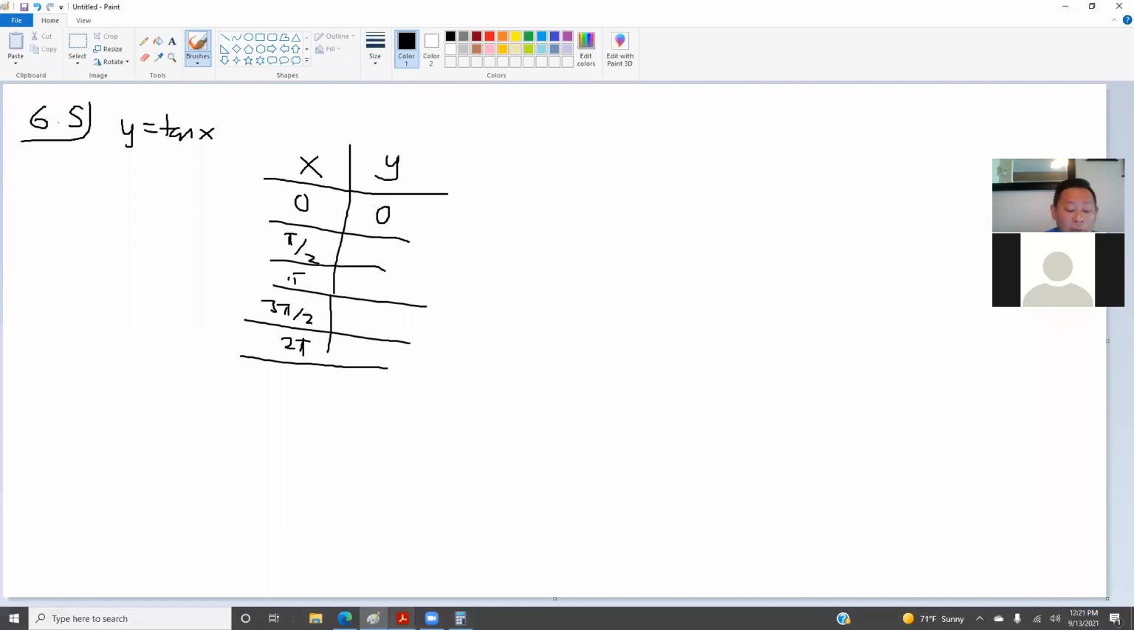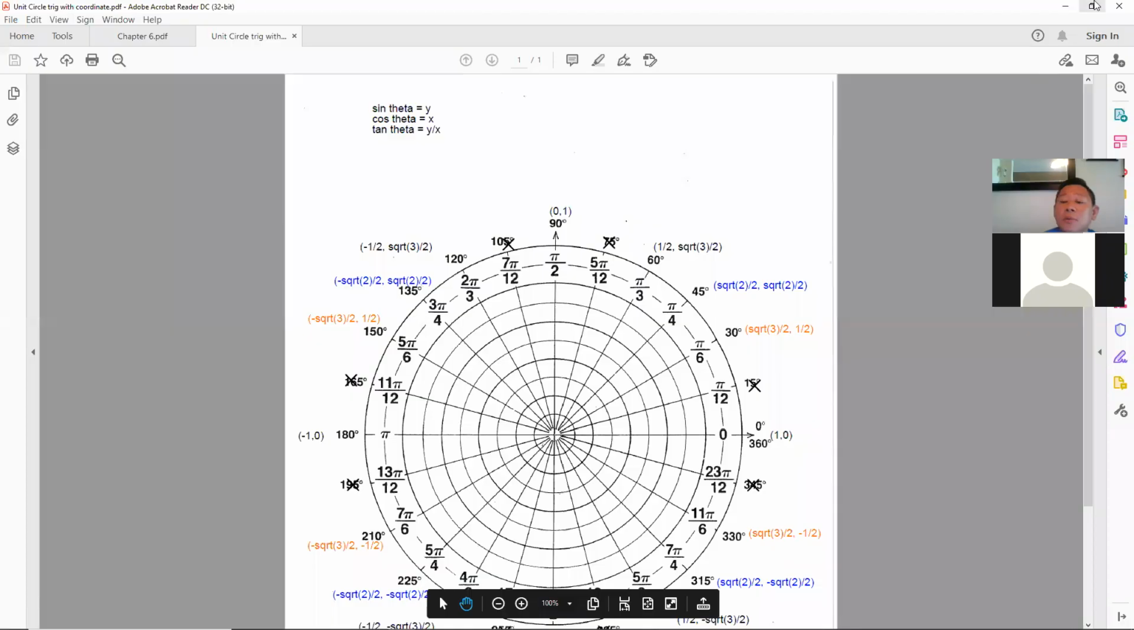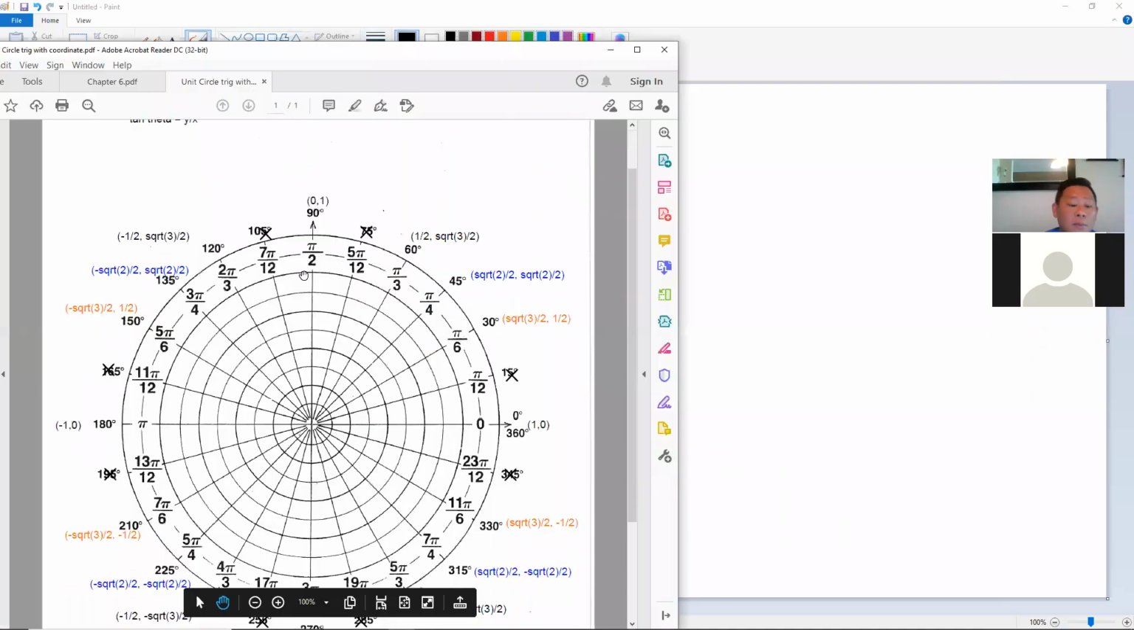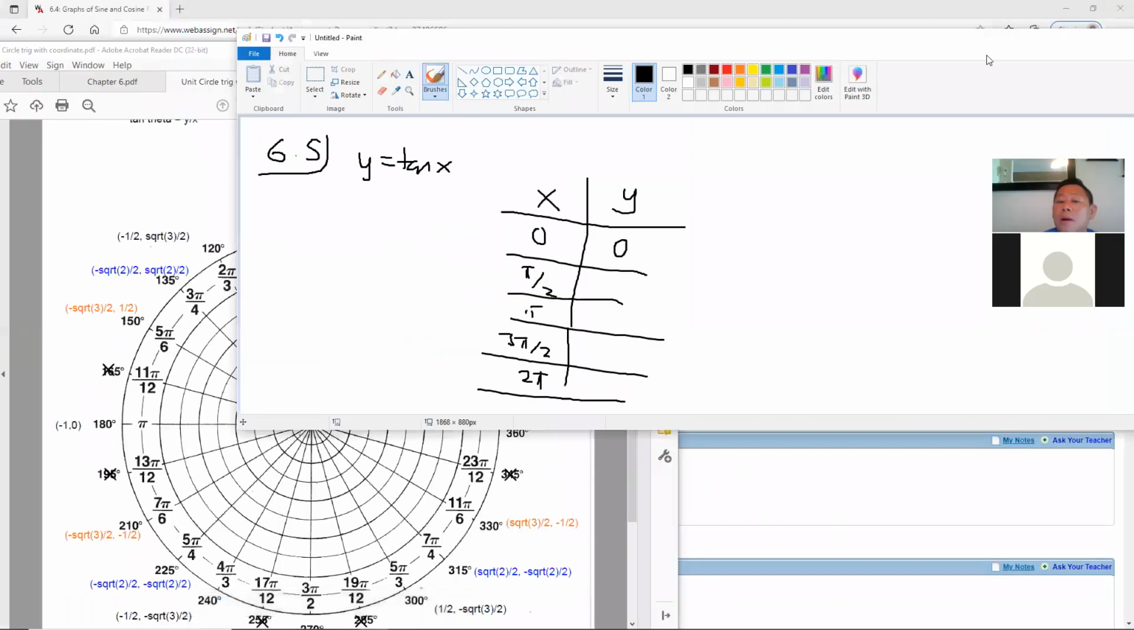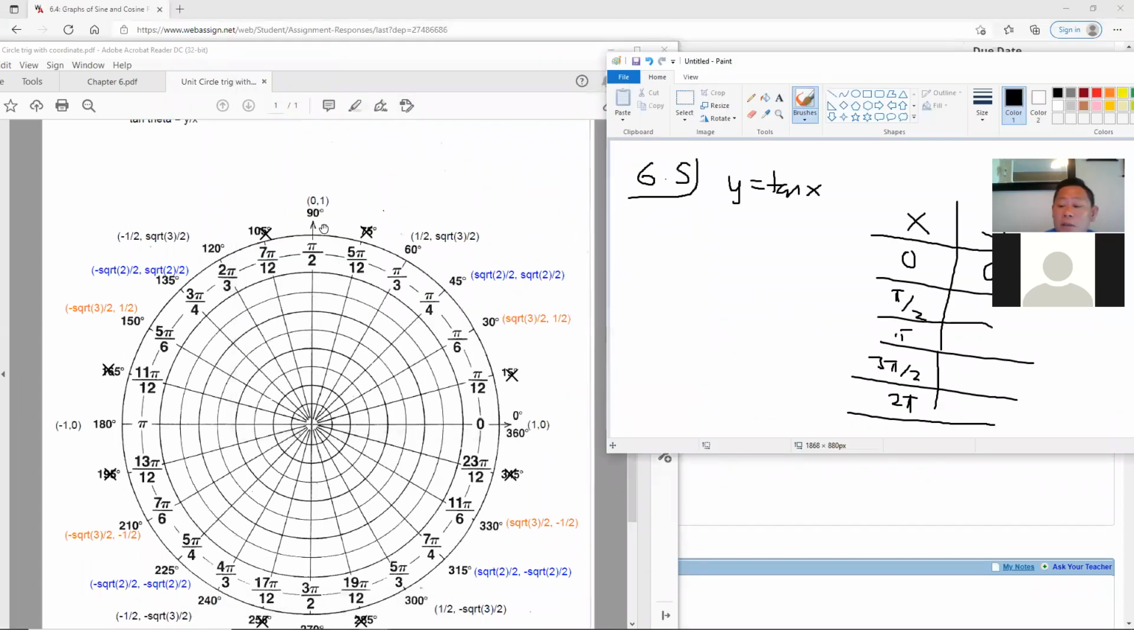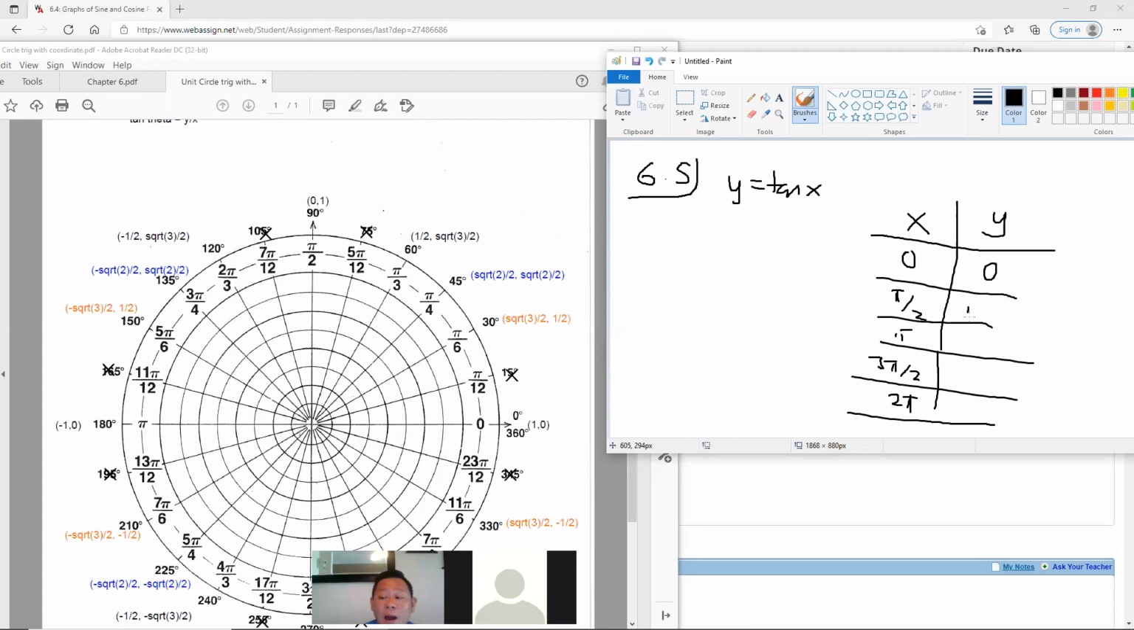And then we do pi over 2. I'm going to split the screen here so you can see on both sides, and I can write that one. So pi over 2 is here. Again, tangent is y over x, so this is 1 divided by 0. And as you know, anything divided by 0 is undefined. So this is going to be undefined. And when you look at pi, y over x, 0 divided by -1, this is 0.